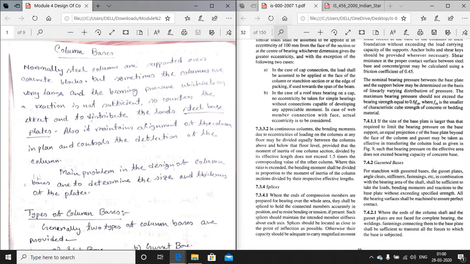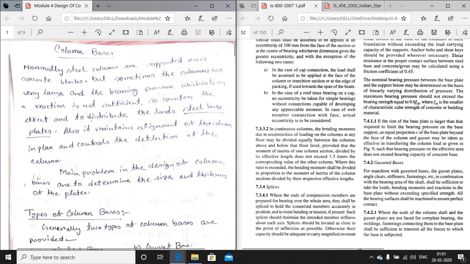Normally, you have seen that columns are supported over concrete blocks. But sometimes, when the load in the column is very high, the bearing pressure given by the concrete as a reaction may not be sufficient.